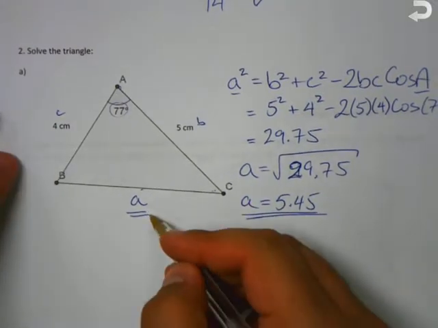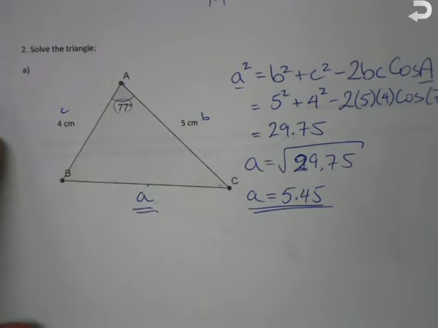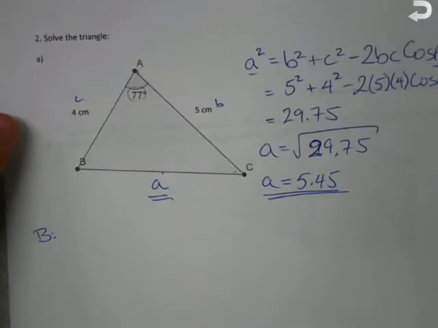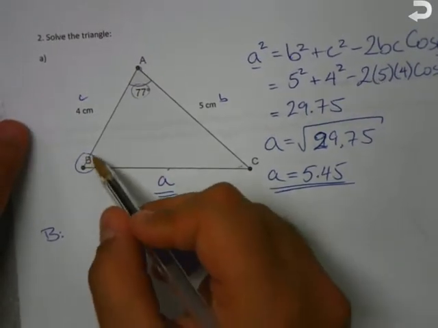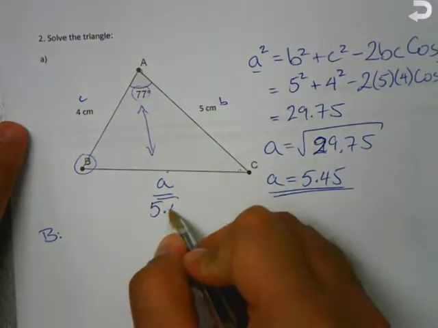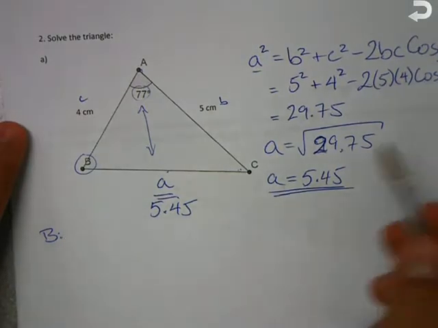Okay, so we figured out that side, right? Now to completely solve a triangle, I need to figure out all the missing angles as well. So now let's go to angle B. For example, we could also go to angle C. I picked B just because it's right there, that's all. Okay, so now I'm looking for an angle. I have a ratio now because I know that this is 5.45. So now I can use the sine law.